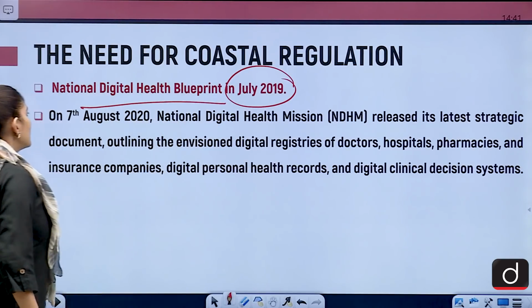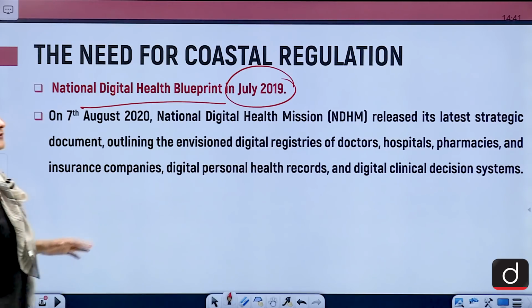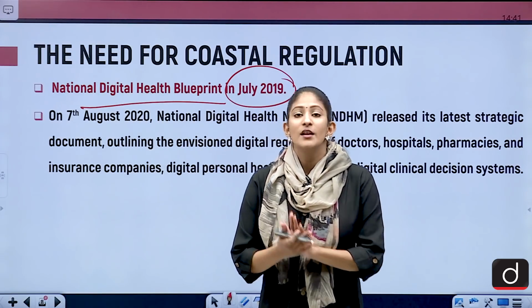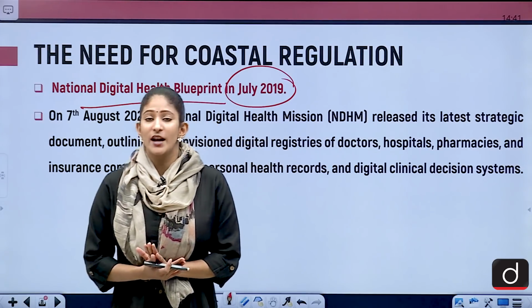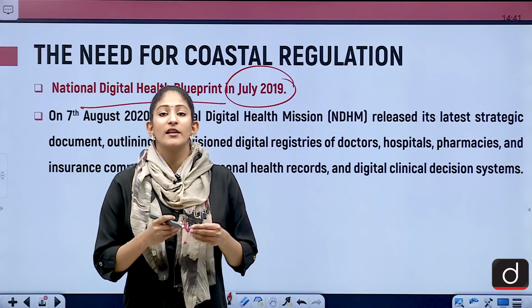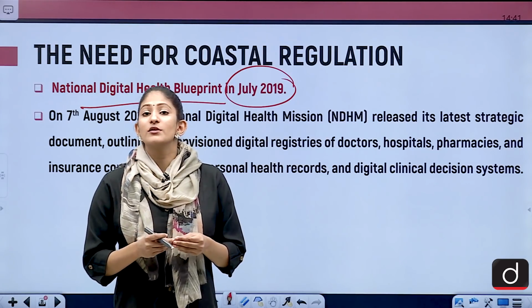On 7th August 2020, the National Digital Health Mission released its latest strategic document outlining the envisioned digital registries of doctors, hospitals, pharmacies and insurance companies, digital personal health records and a digital clinic decision system. So this particular step, if handled well, will be very significant in revolutionizing our public health infrastructure, and it will also encourage research in public health. It will increase the quality of care and also the precision.